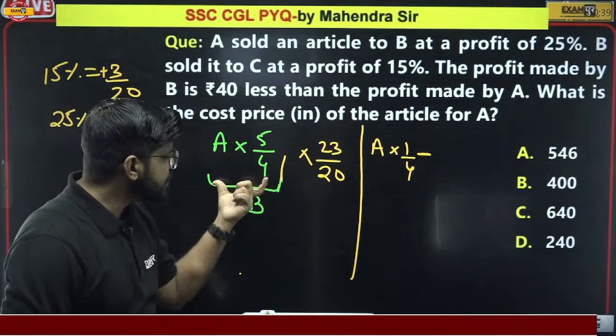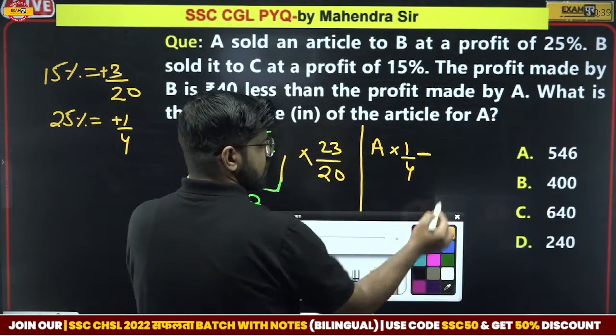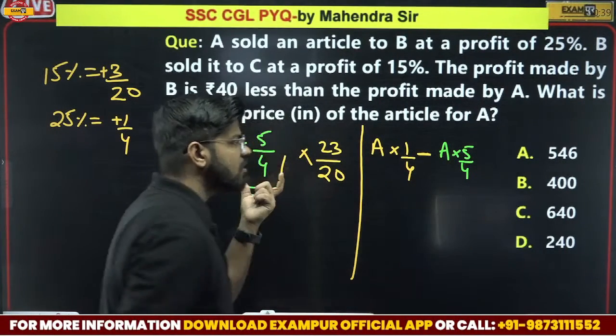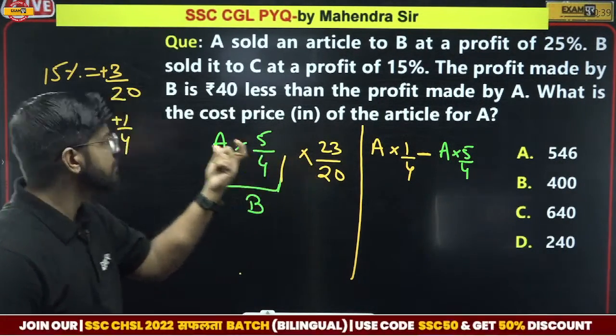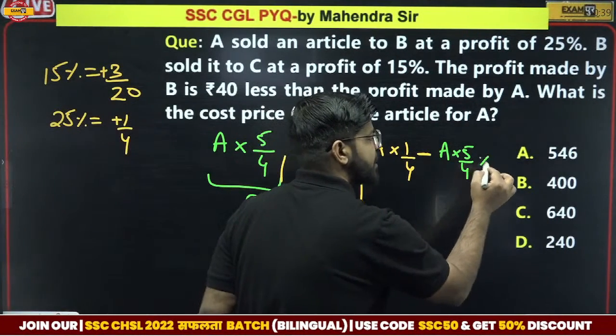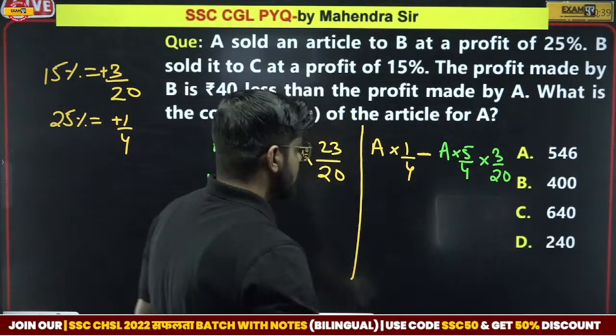So this is the cost price of B. I have to write this. Now on this cost price, he has made some profit. What is the profit? 3 by 20 profit. He has made 3 by 20 profit. Is it clear?